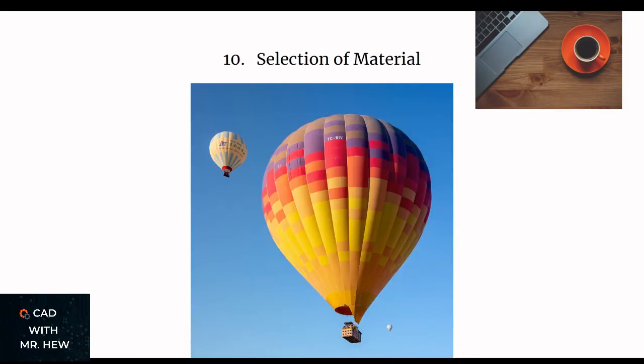Criteria number 10, selection of material. The selection of material has to take into account how the product or component will be used and in what environment or environments it will be used in.